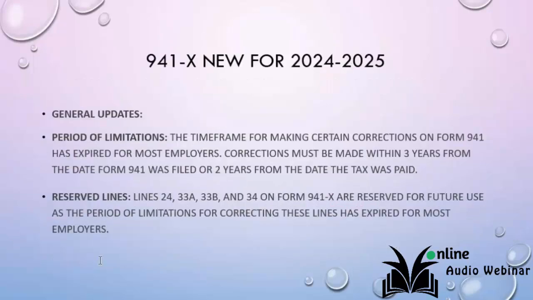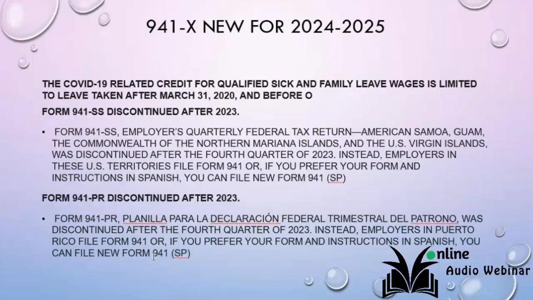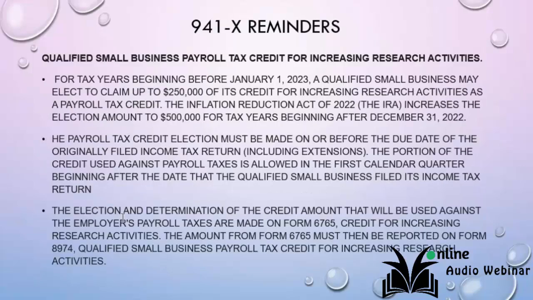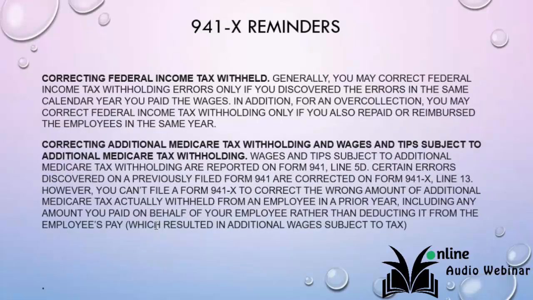All right, so what's new for the last couple of years? Deferred Social Security, some other specific changes. Form 941-SS was discontinued after 2023, and the Form 941-PR was discontinued after 2023 as well. All right, some reminders. The qualified small business payroll tax credit for increasing research activities. Other reminders. If there were tax exempt organizations affected by qualified disasters. All right, to correct federal income tax withheld on a 941X.